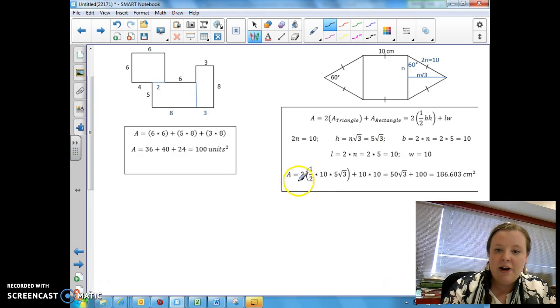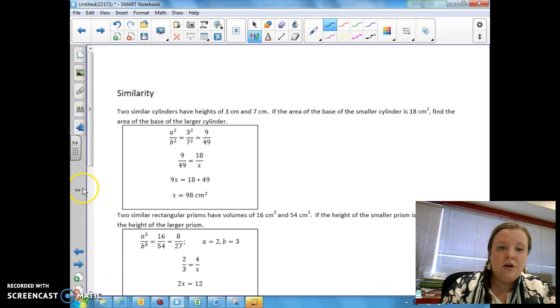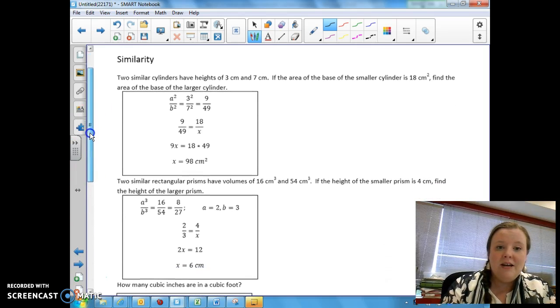Plug it in, my area equals 2 of those triangles plus a rectangle, and I get a really beautiful answer at the end. Well, I really don't, but we get an answer. So, now let's talk similarity. Not bad. Y'all are awesome at similarity. I've been really impressed so far.